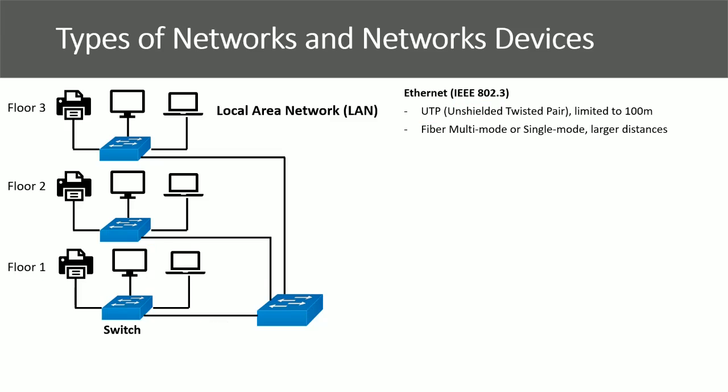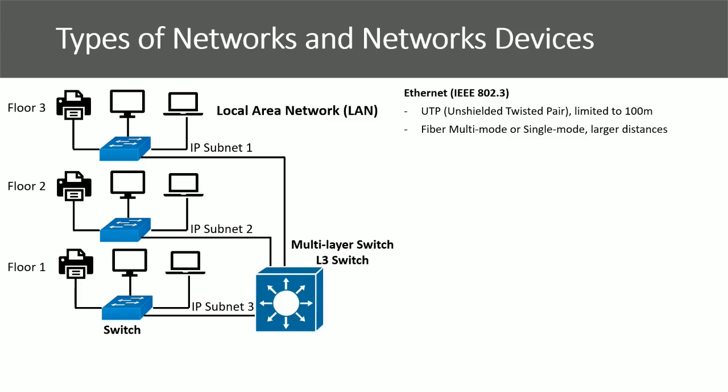Now, how about if we have these devices on different floors in different subnets? We will discuss subnets in more details in day 2, but for now, an IP subnet is a way to group devices into logical partitions, and in this case, we need to have a router or multi-layer switch or layer 3 switch to connect these subnets to each other. We will discuss routing and layer 3 switching in more details in day 2 of this course.